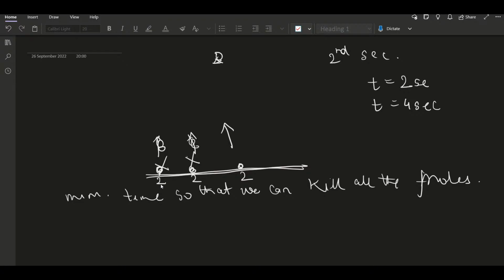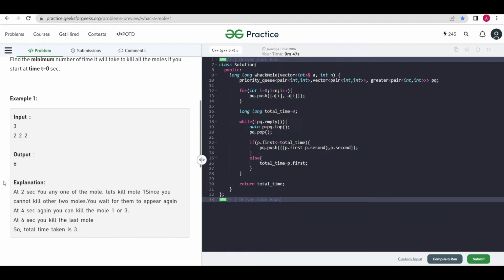Now the third mole is left, and it has a stay period of 2 seconds. At the 6th second, the mole comes out again, and it will be killed. So at the 6th second all 3 moles will be killed, and we win the game. This is the kind of question. We need to find the minimum time so that all the moles are killed. As we can see, the output is 6. At the 2nd second we can kill the first mole, at t equals 4 seconds we can kill the second mole, and at t equals 6 seconds we can kill the third mole.